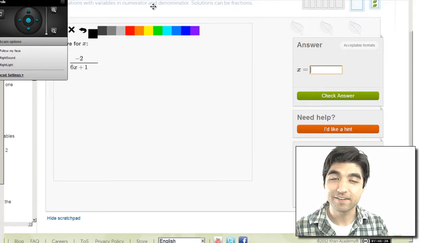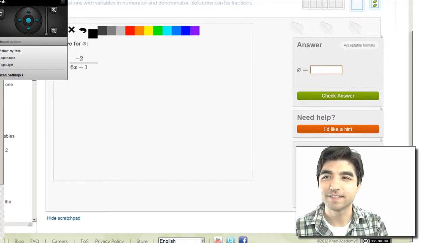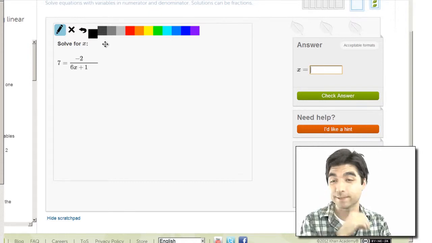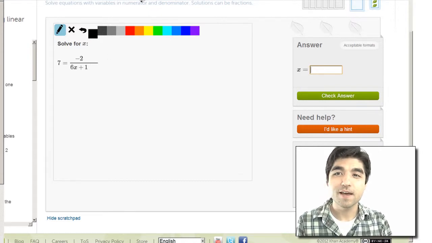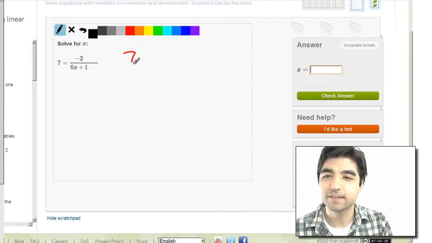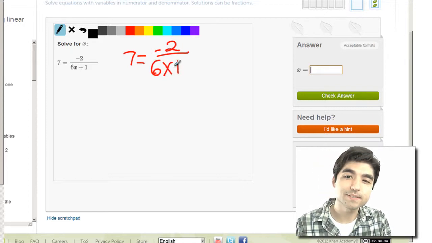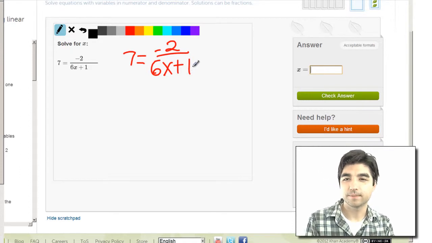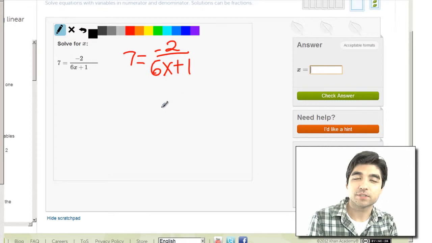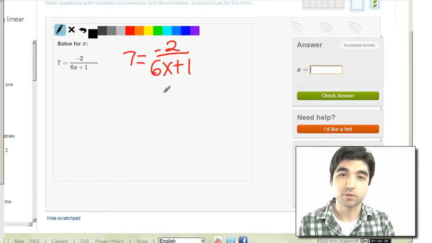Okay, so we gotta take everything we learned and put it into this particular lesson, and this is solving some pretty hardcore equations, but you can do it. If we got 7 equals negative 2 divided by 6x plus 1, where do we start? Well, I'm going to show you step by step how you're going to approach this type of problem.